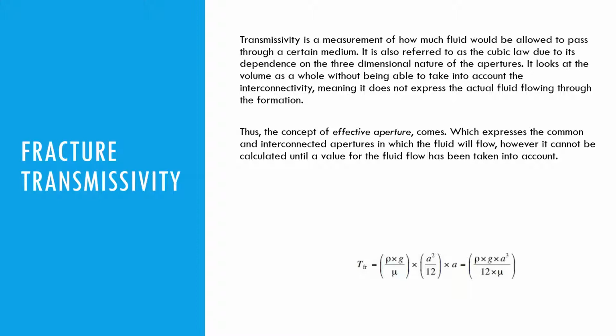We can use this effective aperture measurement to more clearly calculate how much fluid flow is going through, because it takes into account interconnectedness. So for example, there could be 5 apertures, each, let's say, 30 centimeters long, but only 2 of them are interconnected. So the effective aperture would only take into account the 2 that are interconnected with the main fluid route that we're trying to pull the water through.